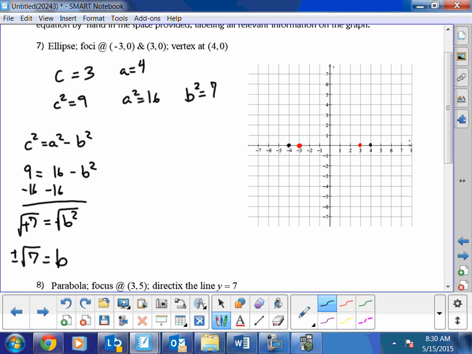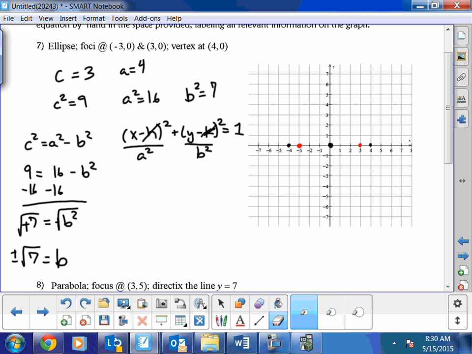Now, why is this important? Well, if you need to know the general form of the equation in order to do this part, remember with an ellipse, this is going to be (x minus h) squared over a squared plus (y minus k) squared over b squared is equal to 1. Now, my center is here, which is 0, 0, so I really don't need to use this form. Really, what do I need to use?